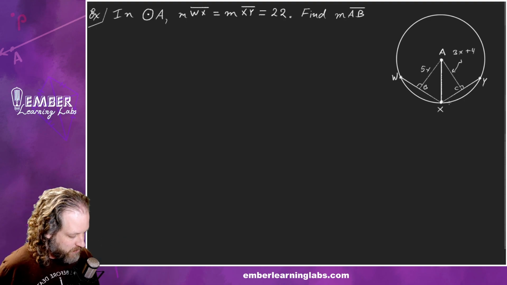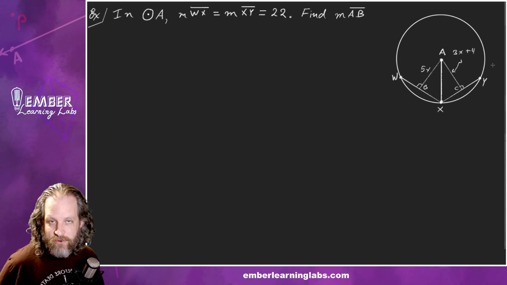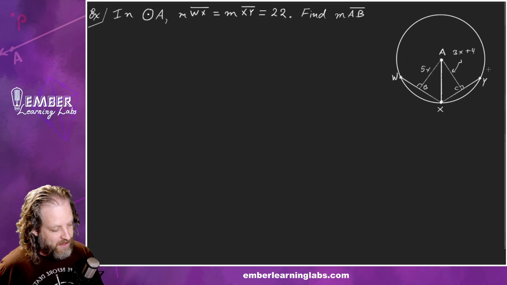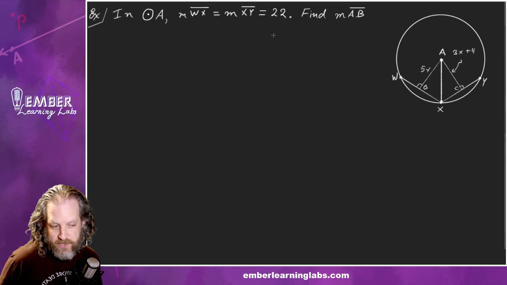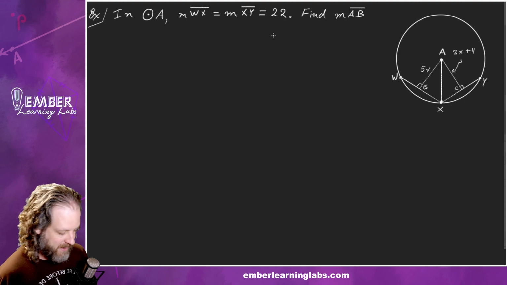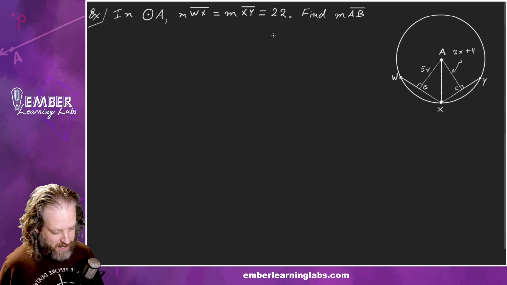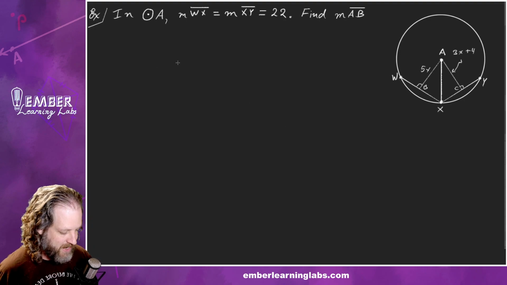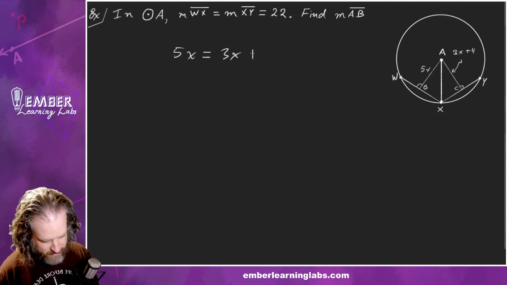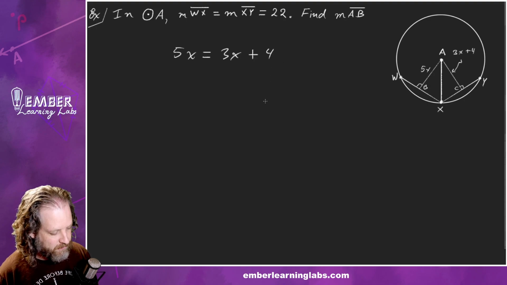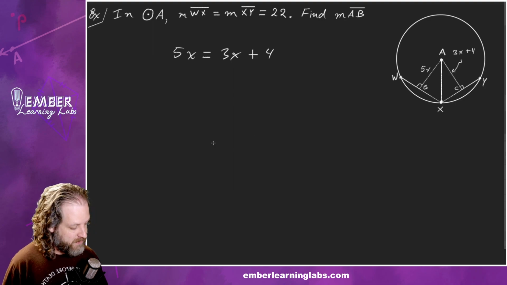So since these chords are congruent, that means that the distance to the midpoint is also congruent. So we can just set these two things equal, and we don't even need the fact that it's 22. We don't even care about that. That's like, great problem, but we don't even care, right? So we can say 5x equals 3x plus 4, right? Now we solve this little guy.